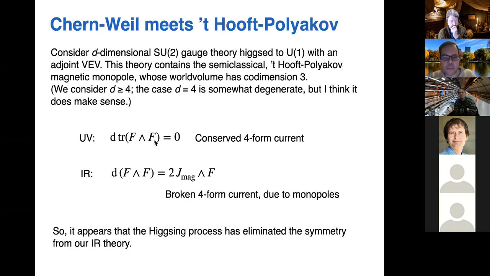And if that gauge field couples to trace F wedge F in the UV, then it couples to F wedge F in the IR. But I just told you F wedge F is not conserved. And gauge fields are not allowed to couple to things that aren't conserved. So there's a puzzle: what happens? How is this theory consistent?